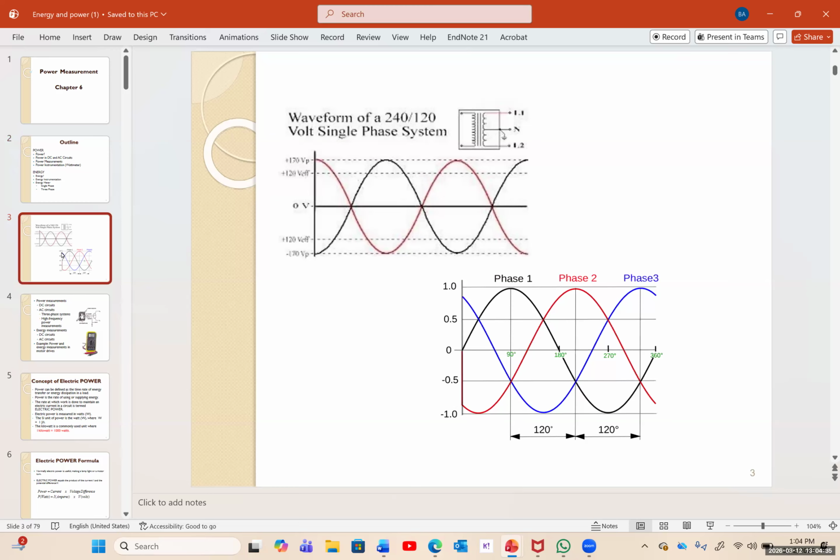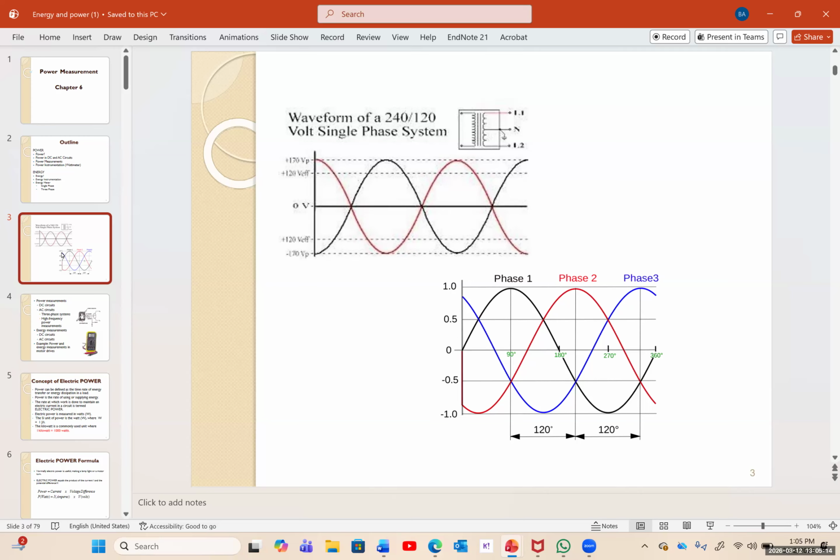Now, I've added this slide, and the reason that I included this slide is to show you how a single phase and a three-phase system signal looks like. As you know, in three-phase, we have a 120-degree phase shift. But for a single phase, we just have a single phase sinusoid signal. But sometimes we need more than 120 volts for some appliances.